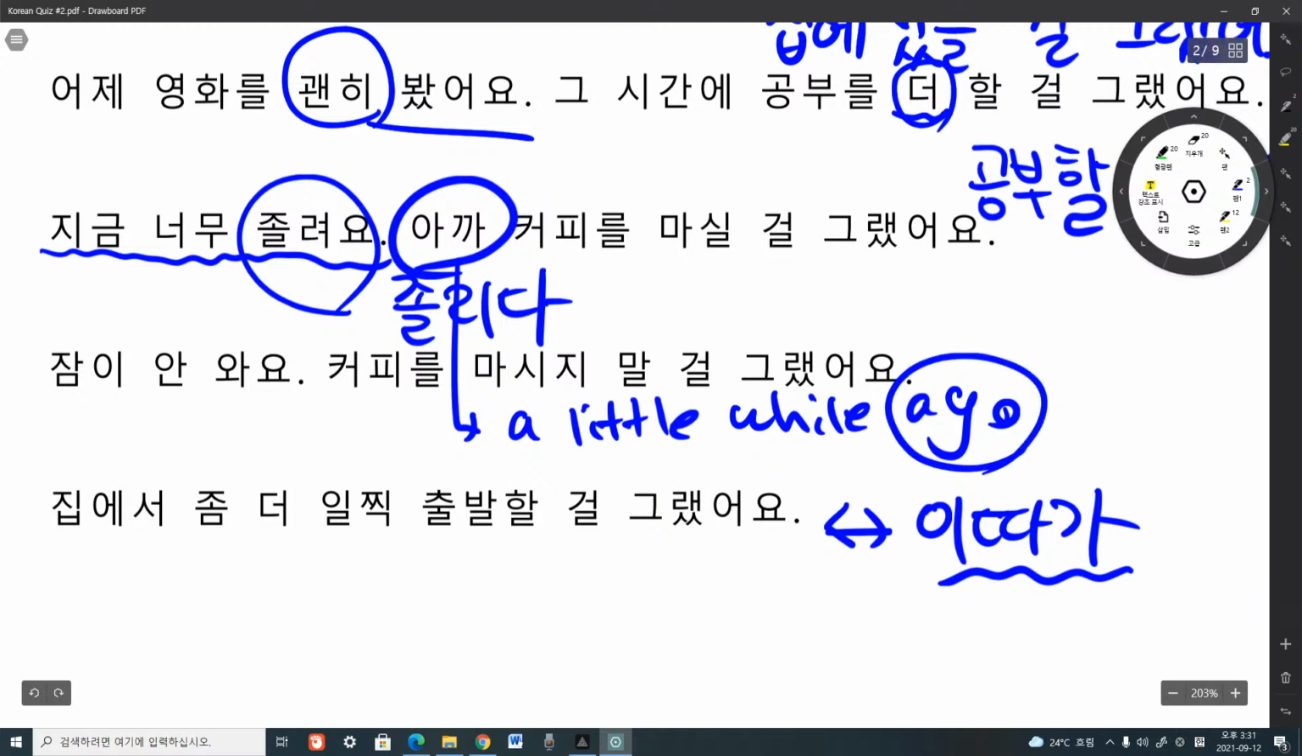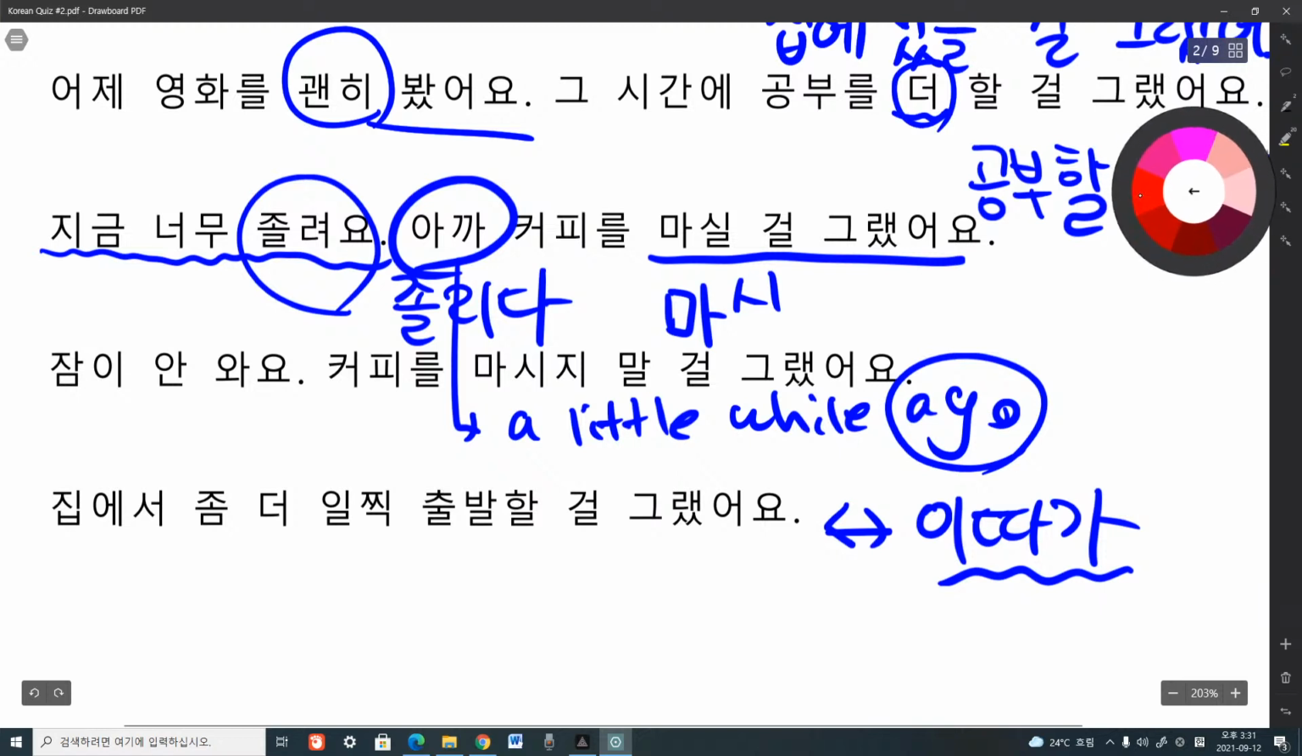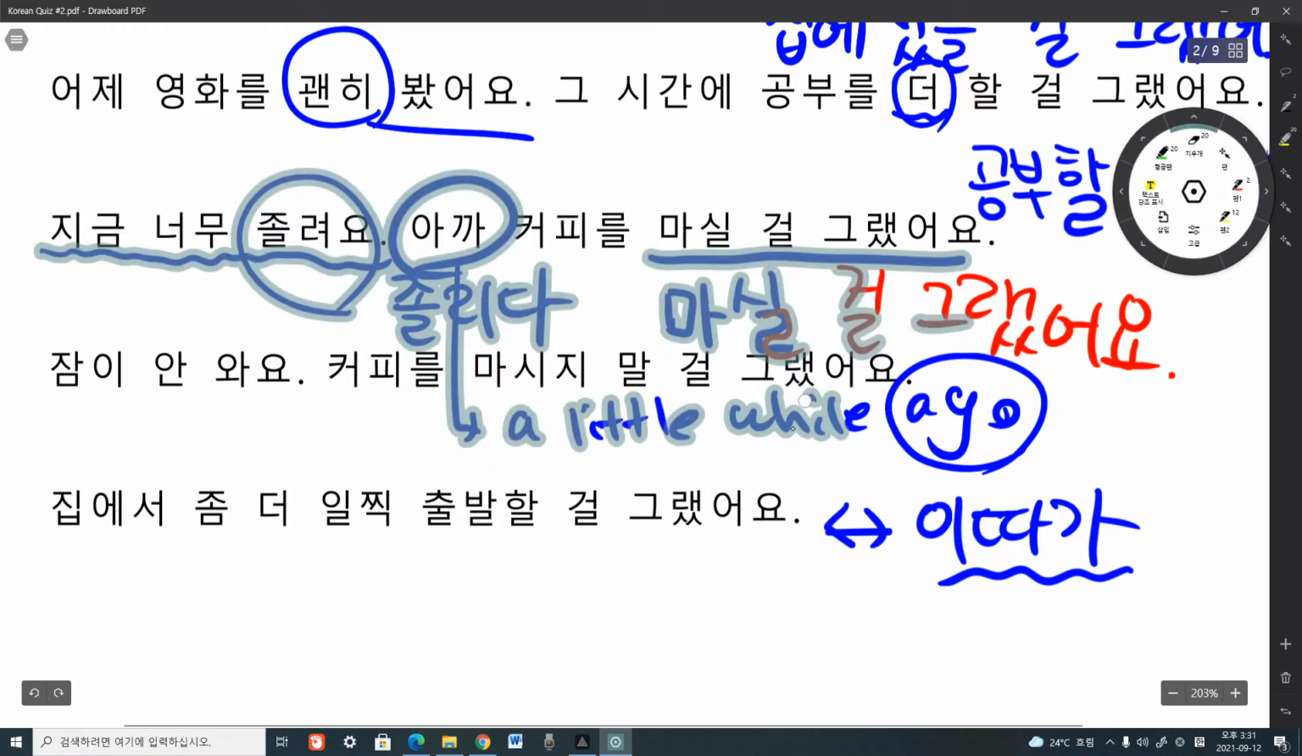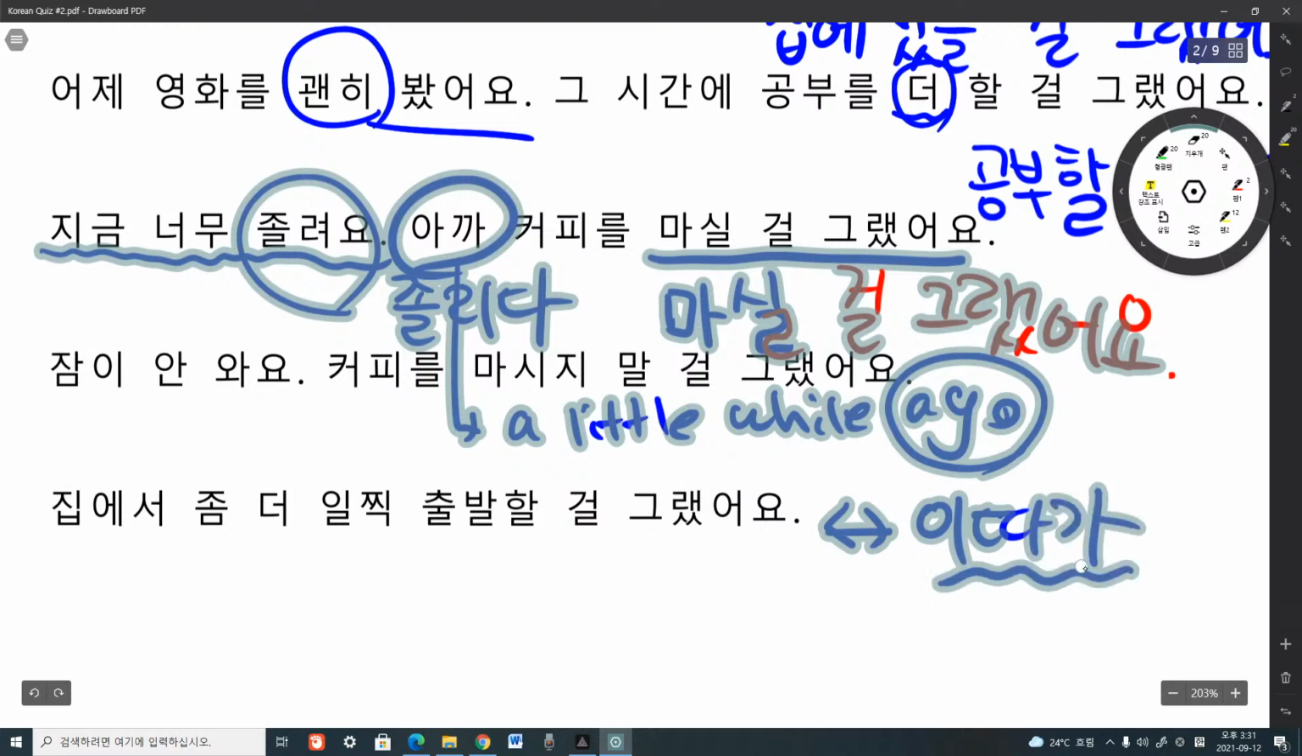So 아까 earlier 커피를 마실 걸 그랬어요. 마시다, drink, plus 리을 받침, and then 걸 그랬어요. Like I regret not drinking coffee. So it's like I should have drunk coffee. 커피를 마실 걸 그랬어요. Because right now I'm too sleepy. 지금 너무 졸려요. 아까 커피를 마실 걸 그랬어요. 이런 식으로 쓰여요. 걸 그랬어요.